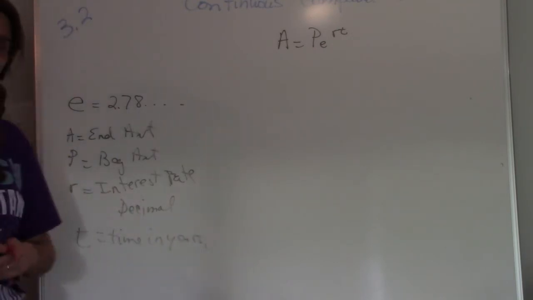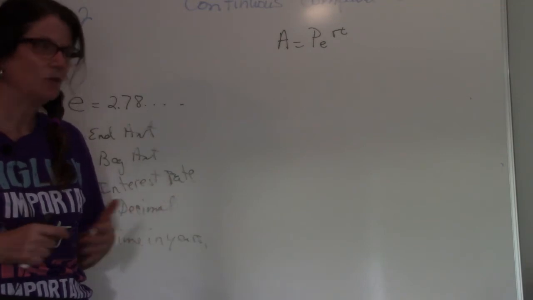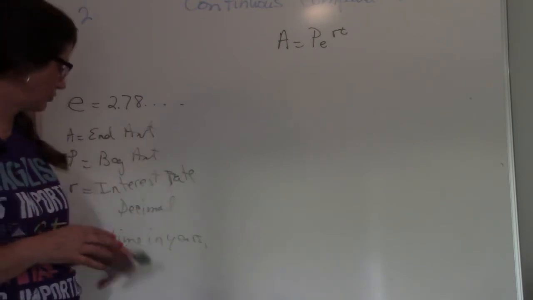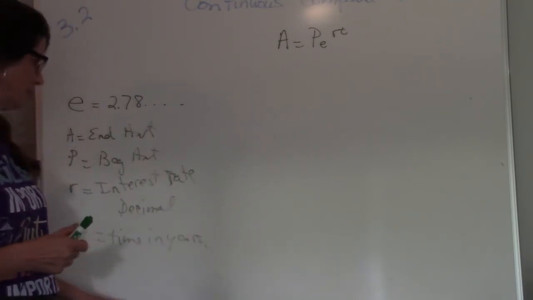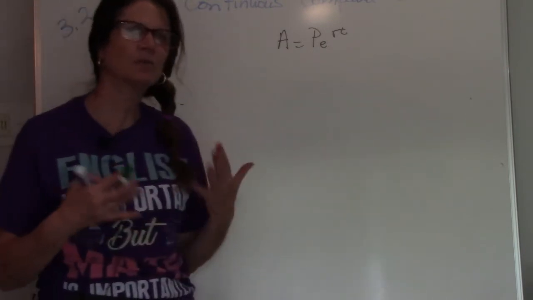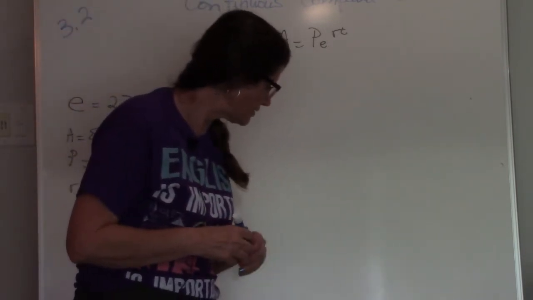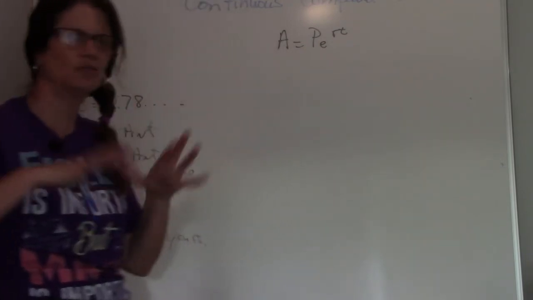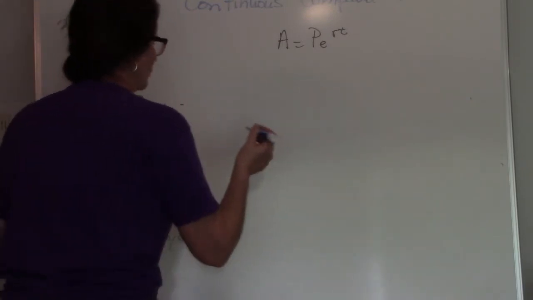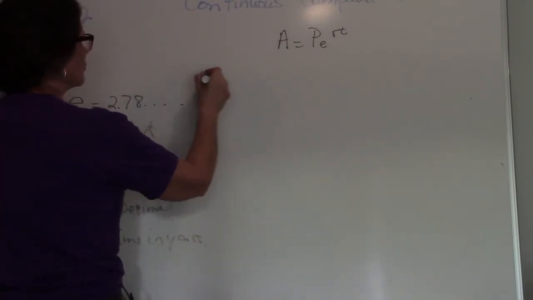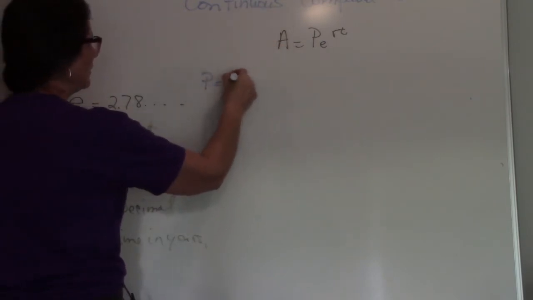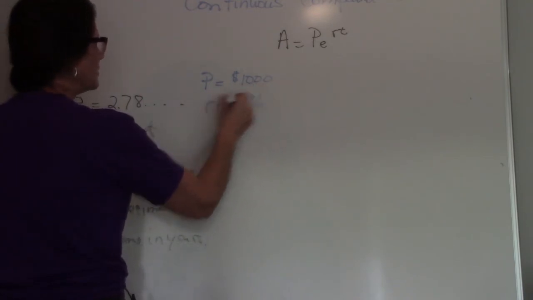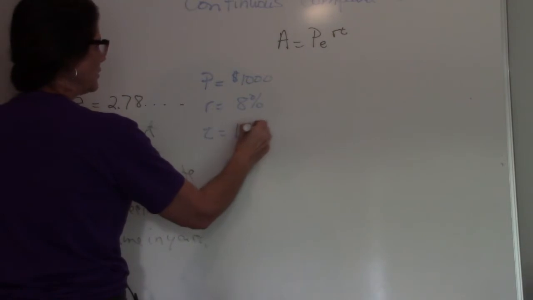Now, this should look very familiar to you because when we were working with exponential and log functions, I introduced the continuous compound formula. So it should just be a review. Let's do a straight one first, just to get your skills warmed up. Let's say I have a single payment of $1,000. My rate is 8%, and I'm going to leave it alone for 15 years.